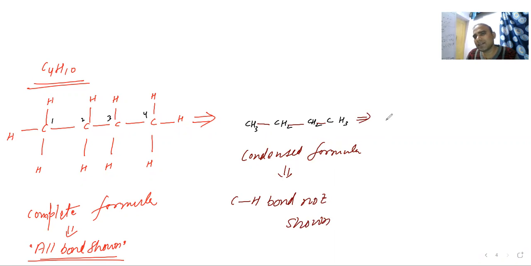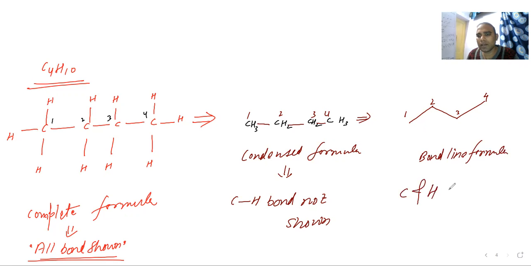Bond line, I told you, is a zigzag line we have to represent. So we are counting 1, 2, 3, 4. So we are putting 1, 2, 3, 4. You can count 1, 2, 3, and 4. So this is what is known as bond line formula. Here carbon and hydrogen are not shown. We are not going to represent carbon and hydrogen.